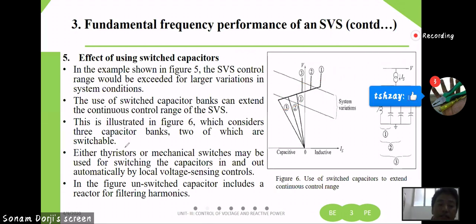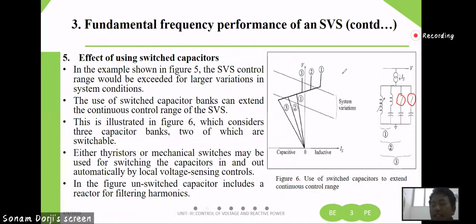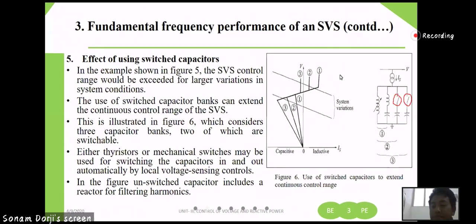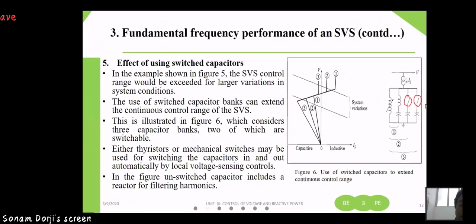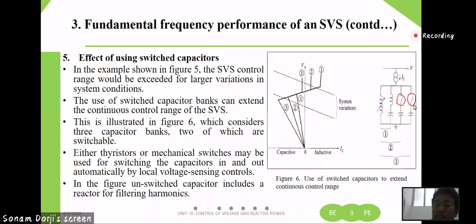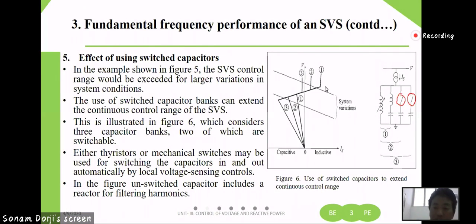So in such a case, now each thyristor or mechanical switch is here. Earlier, we have not talked about the switch. SPS is actually a shunt capacitor or shunt reactor. But if you add some switches, either mechanical switches or thyristors, and nowadays we are not using mechanical switches, it's going through the power electronics device, that is a thyristor. So in such a case, you can also control, or this control region can be extended continuously. That's where it is written that either thyristor or mechanical switch may be used for switching the capacitor in and out automatically.